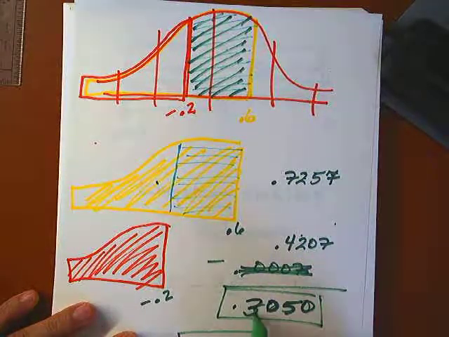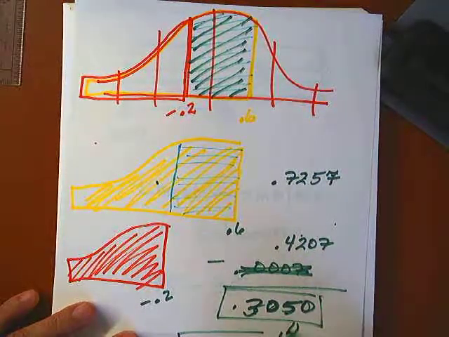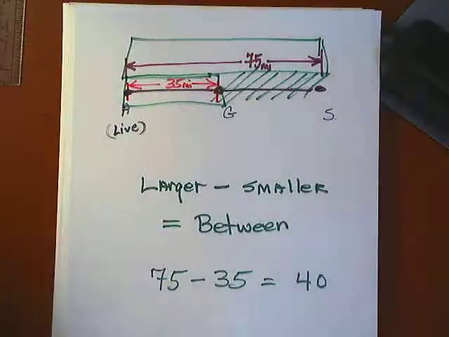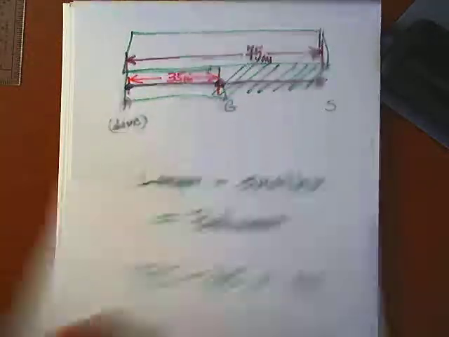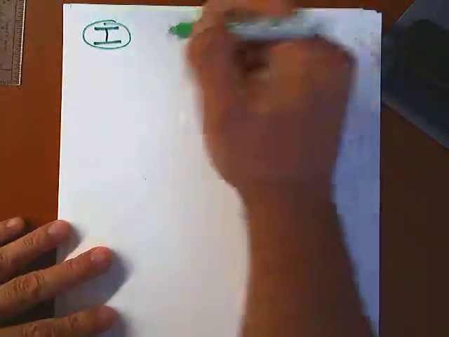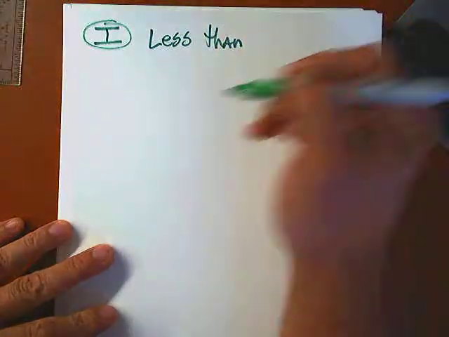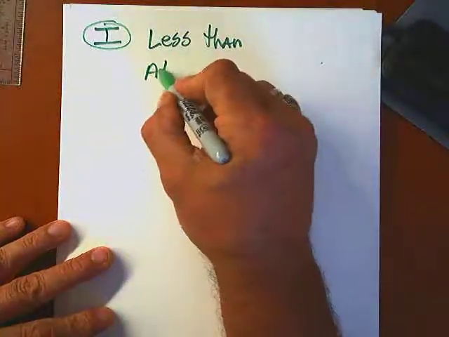0.3050. I bet I looked up the wrong thing on the table. Let me look up right quick. Negative 0.2. Oh, I know what I did. I looked at the top right here. That's 3.2. Sorry. Negative 0.2 is 0.4207. Sorry about that. 0.4207. And the 7 will cancel.